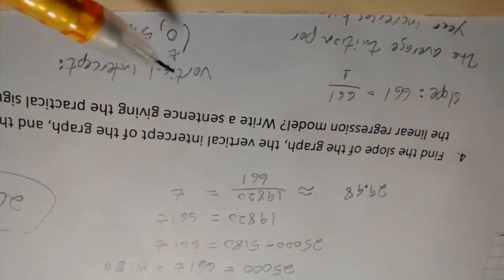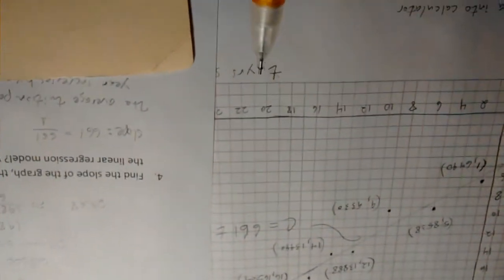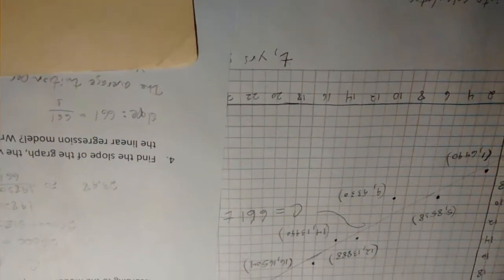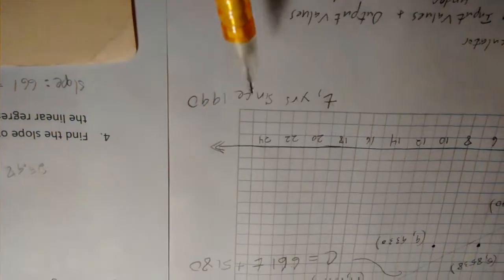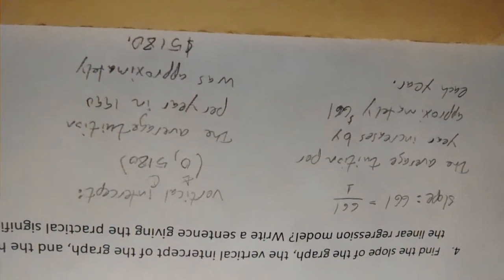So 0 for t means, we changed our letter here, since 1990. So 0 here means in 1990, and there's your average tuition per year. So the average tuition here per year in 1990 was approximately 5180. Approximately, again, because linear regression means linear approximation for us.